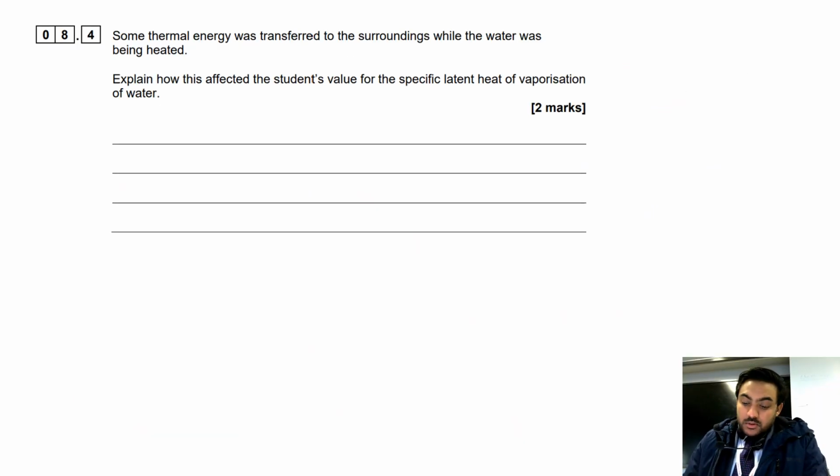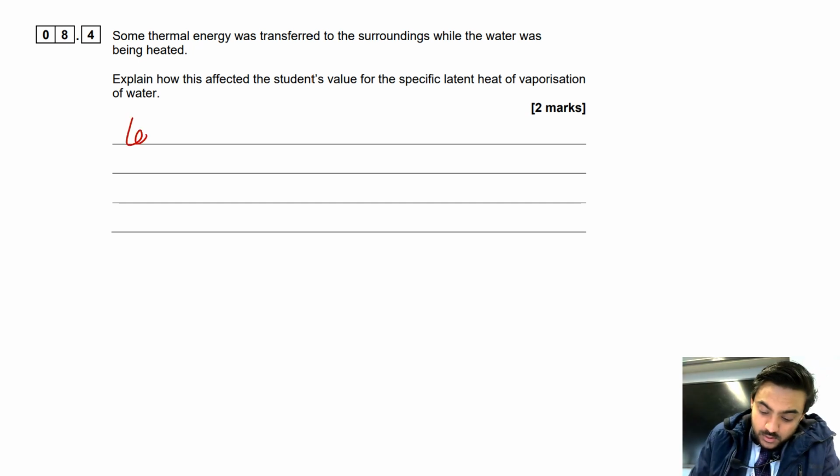Some thermal energy was transferred to the surroundings while the water was being heated. Explain how this affected the student's value for the specific latent heat of vaporization of water. If some energy was transferred to the surroundings, that energy was not transferred to the water. And we assumed that 25,200 joules of energy was transferred to the water. And if that value is too high, then the latent heat of vaporization that we calculated was also too high.